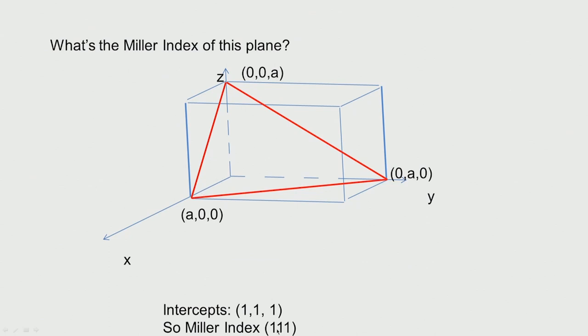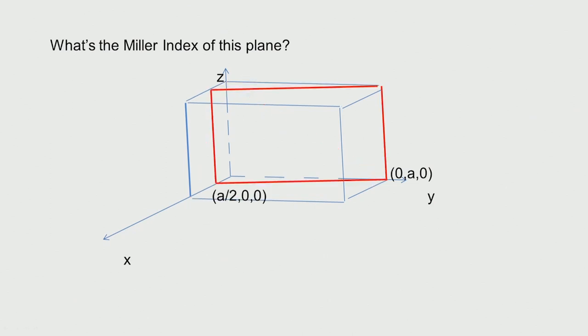We can do the reverse also. So, we take the reverse of this Miller index. That means this plane cuts the x by 1, that is 1 by 1 is 1, 1 by 1 is 1, 1 by 1 is 1. So, it is cutting the x, y, z at 1, 1, 1 points.